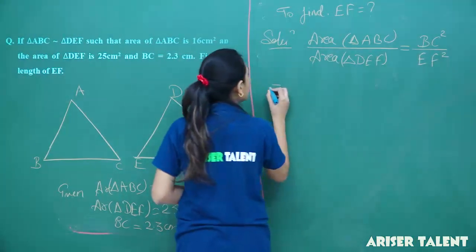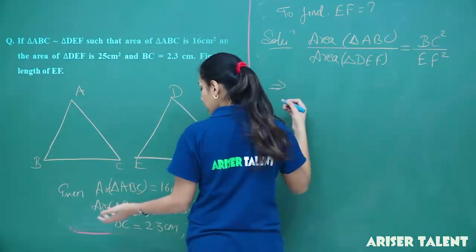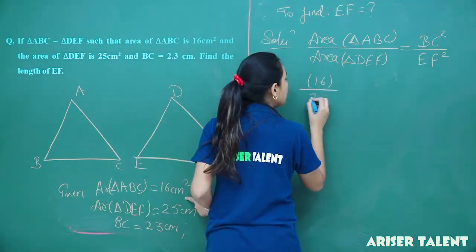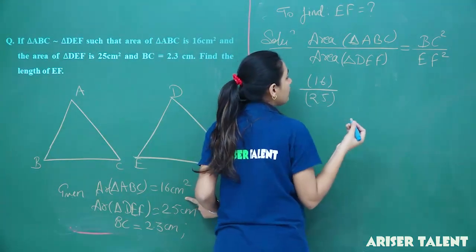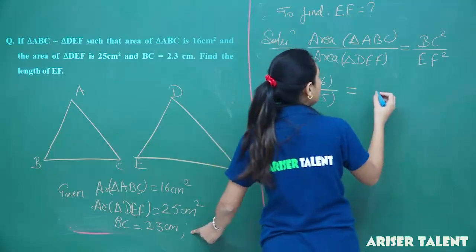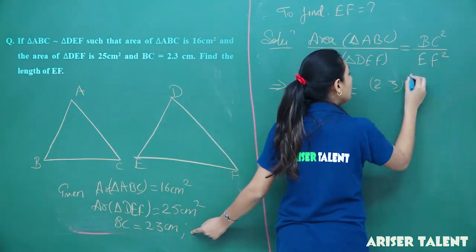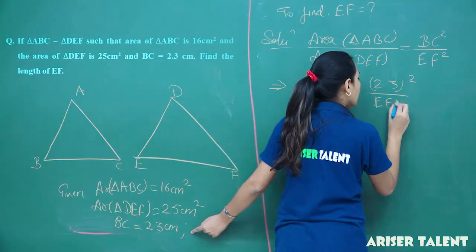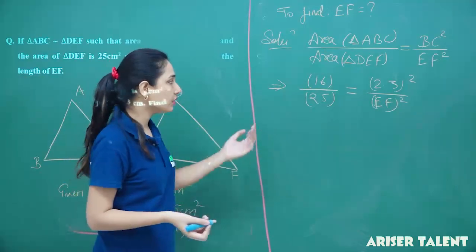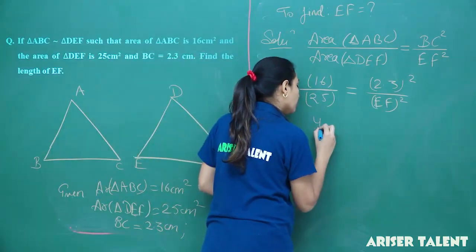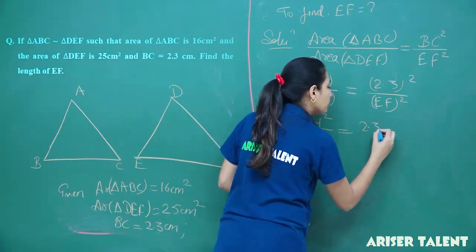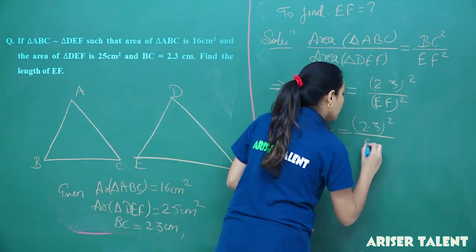Now I can just write it, putting the given values: area triangle ABC is 16 and area triangle DEF is 25. Now BC square, 2.3 square, equals EF square. Now what you do, instead of leaving 16 and 25 in this form, convert it into square form also: 4 square upon 5 square, right students? 2.3 square upon EF square.